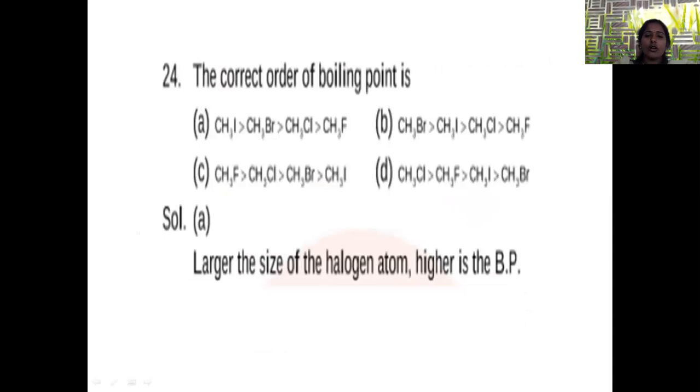The correct order among the following boiling points of the compounds. When we are taking all these compounds, the only difference is the halogen group, the remaining alkyl group is the same. As the size of the halide increases, the boiling point value also increases. Size is directly proportional to boiling point value. Hence, iodo followed by bromo, chloro, fluoro. Option A is the correct order of their boiling points. Iodomethane has a higher boiling point compared to fluoromethane based on their size.